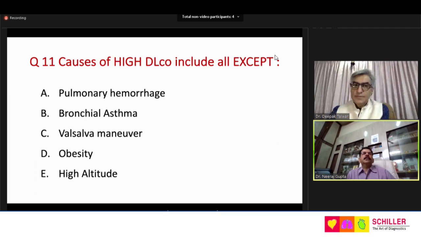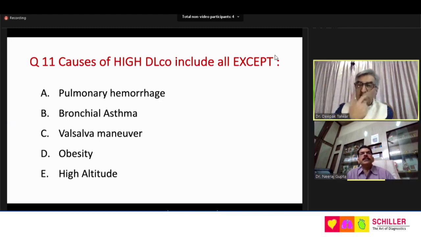So another aspect: DLCO may be increased in certain situations. So what may be these conditions? Pulmonary hemorrhage, bronchial asthma, Valsalva maneuver, obesity, or high altitude. So this is a negative question. Out of these, only one is there which is not increasing the DLCO.